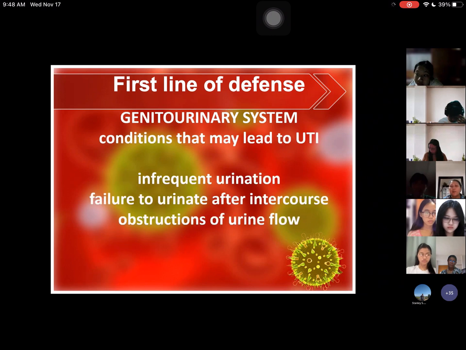at the same time you dispose of or excrete microorganisms. So the conditions that may lead to UTI or urinary tract infection are the following: infrequent urination. Kung tinatamad ka umihi, you can have UTI. Another is failure to urinate after intercourse.